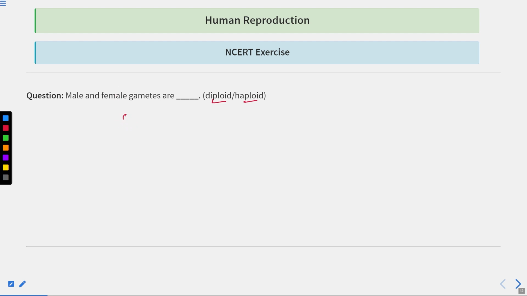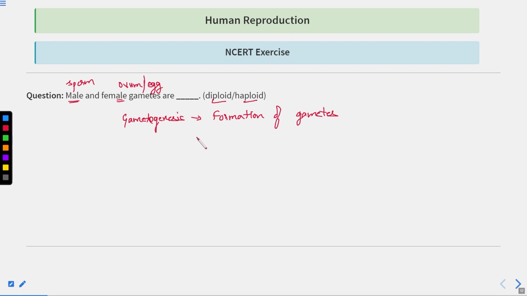Gametogenesis is the formation of the gametes. Clear? Now, in males, gametogenesis is known as spermatogenesis, and in females, gametogenesis is known as oogenesis. Clear? So the male gamete is known as the sperm and the female gamete is known as the ovum or the egg. All right, this is clear.